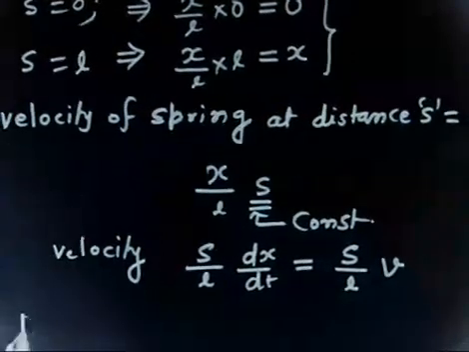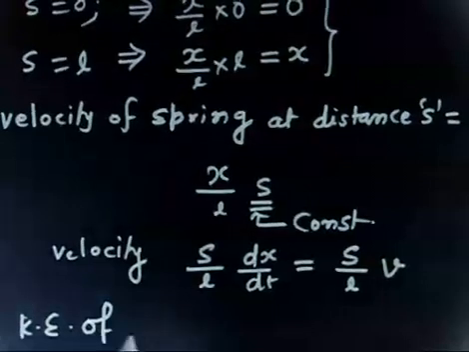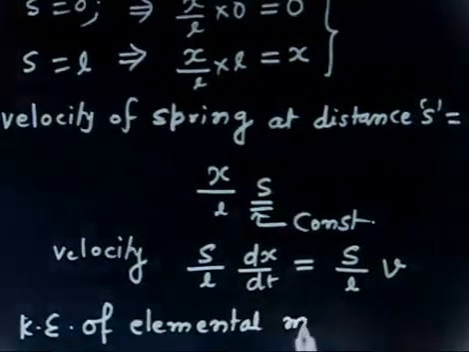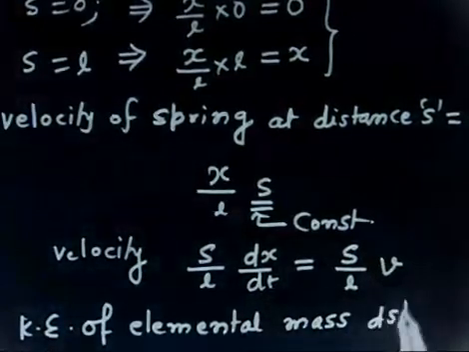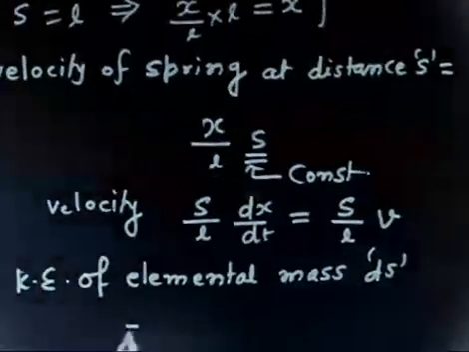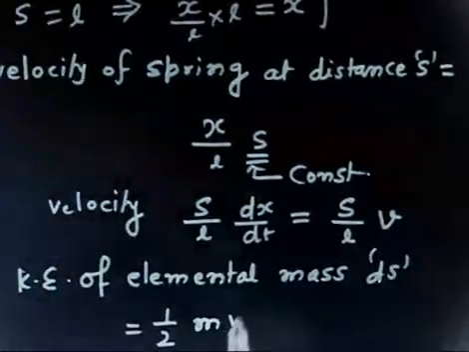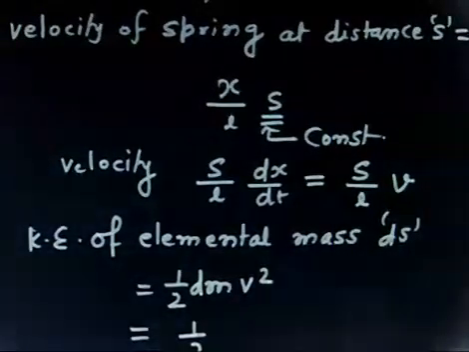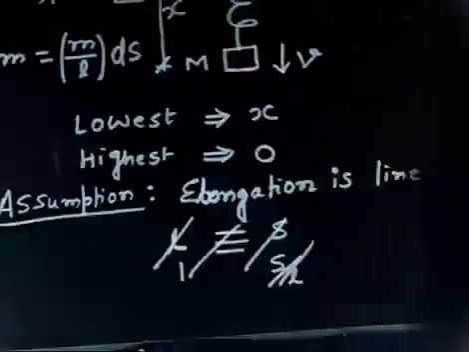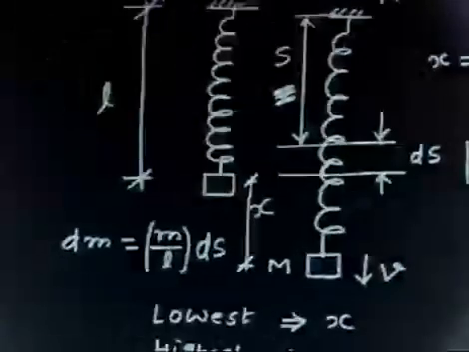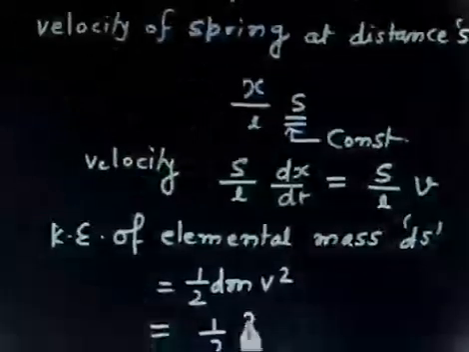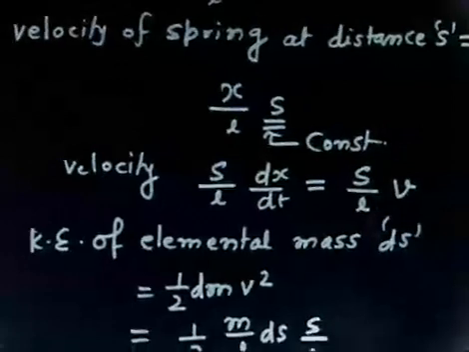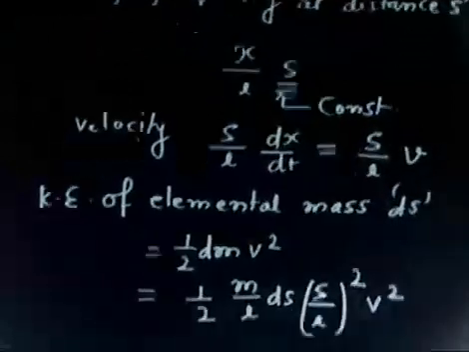Now find the kinetic energy of the elemental mass ds. What will be the kinetic energy? That is half times m v squared, and the mass is dm. So half times dm v squared, and dm I have already calculated. You check your copy. This is the value of dm: m by l into ds, and v I have already calculated as s by l into v. So this is the half m v squared.